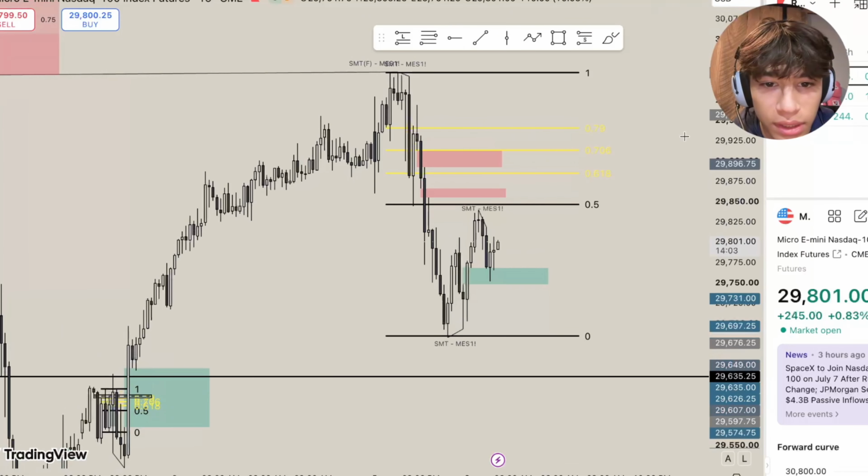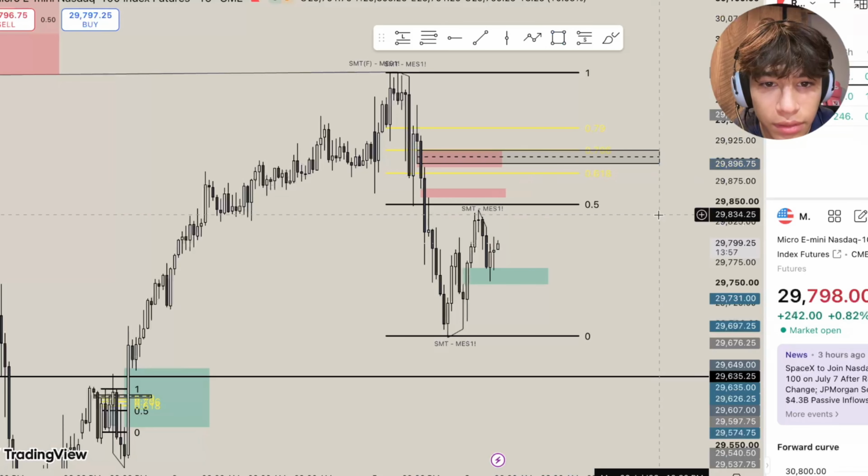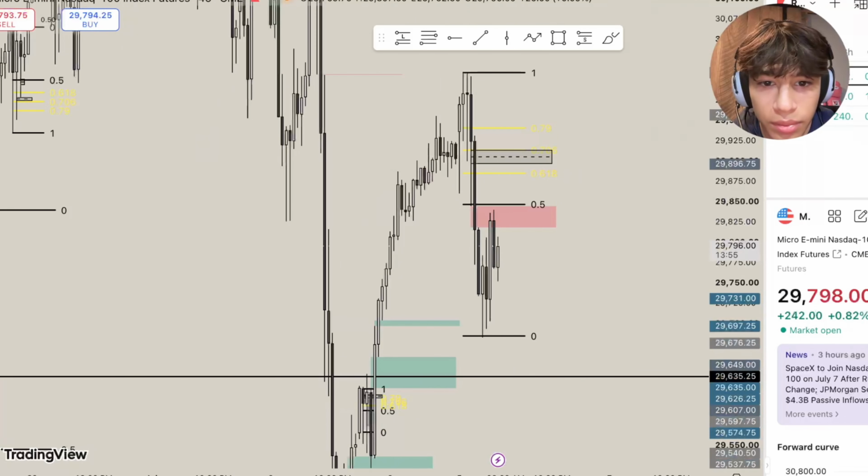Because what do we see aligning right here? We see the OTE zone aligning, and we see some Fairvalue gaps. So that is obviously a good rejection zone. We want to see in the future we come in the higher time frame.